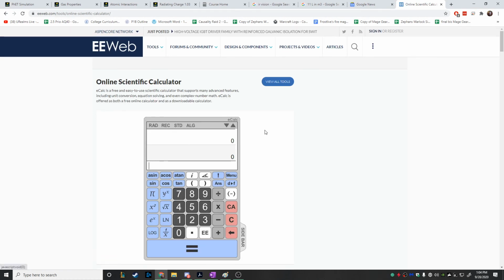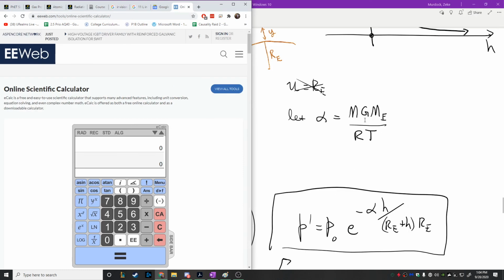Okay, so we'll just pull this one, make this a little smaller. So we need to do molar mass, which is 28.8 times 10 to the minus 3, times big G, which is the gravitational constant from Newton, from Cavendish, and then times the mass of the Earth. Mass of the Earth is about 6 times 10 to the 24. We divide by R, which we would put into the 8.31 joule per mole Kelvin. We divide by the temperature.